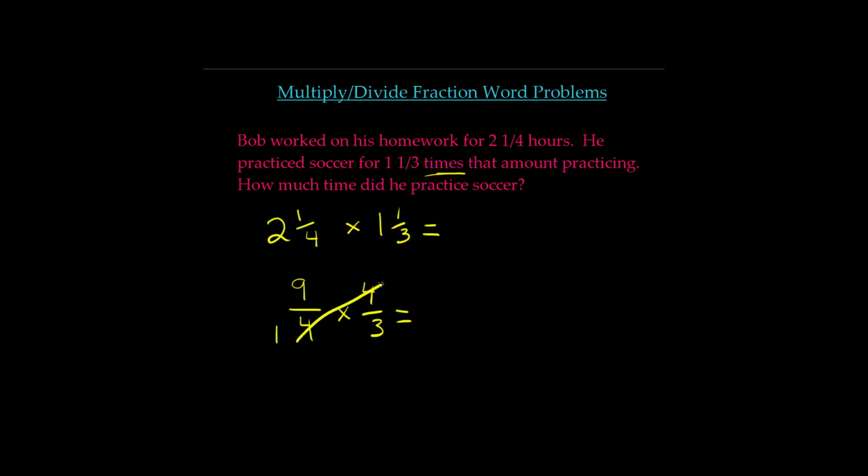So there's a 3, there's a 3. Divide each of these by 3. And we have 3 times 1, 1 times 1. So our answer is going to be 3 hours. So 3 hours is how long he spent practicing soccer. So once again, take a look at what keywords. It says 1 1/3 times. That one is pretty easy, I think, to figure out to multiply because you even see the word times in that word problem. All right, let's take a look at some other ones and see if we should multiply or divide.